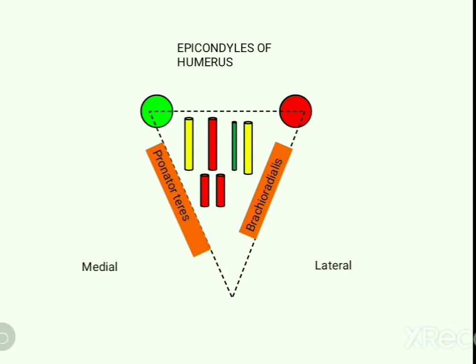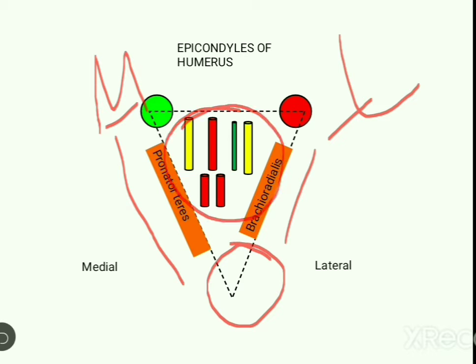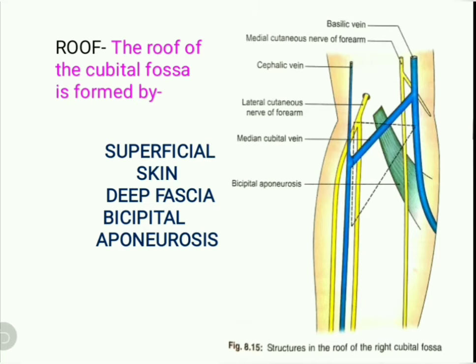Clear? Now let's see. I have drawn a schematic diagram here which shows these green balls and the red ball. The green is the medial epicondyle and the red is the lateral epicondyle. So on the medial side we have the pronator teres muscle and on the lateral side we have the brachioradialis muscle forming the boundaries of the cubital fossa, and these two boundaries will meet and they will form the apex which is directed downwards. And these are the contents which are present in it.